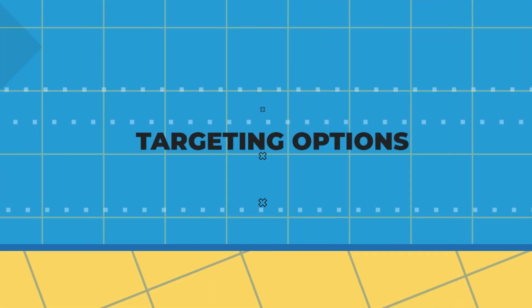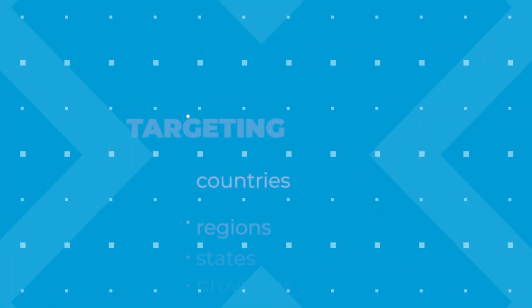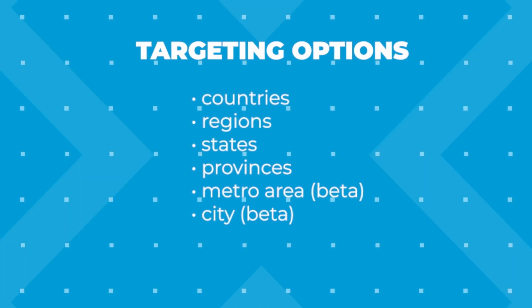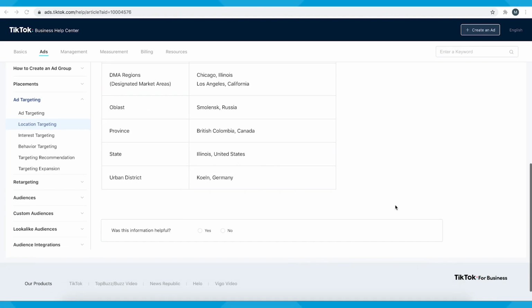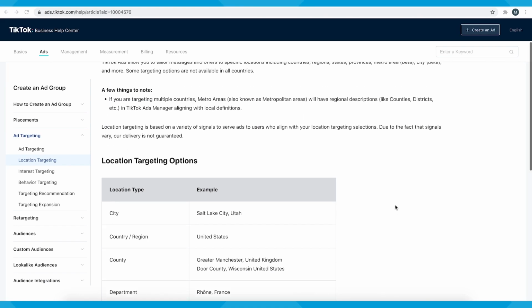So let's look at your targeting options on the platform. When you run ads on TikTok, you get access to these targeting options. Now, some of these will not be available in all countries, so keep that in mind. Typically, you can target countries, regions, states, provinces, metro areas, which is in beta testing right now, and cities, which is also in beta testing, and they have other options coming. Here are some location type examples for you. As you can see, there are lots of options that should work for most advertisers.